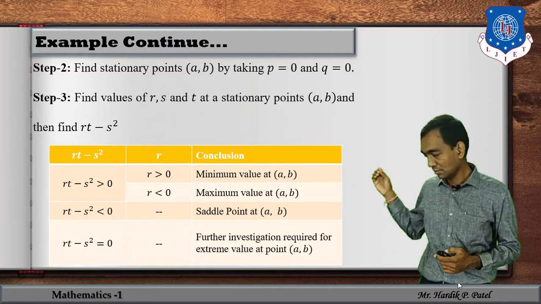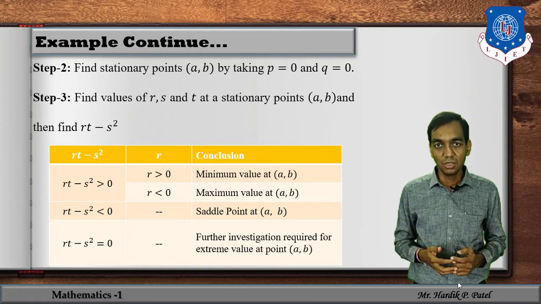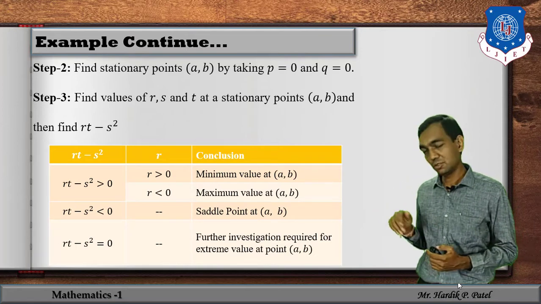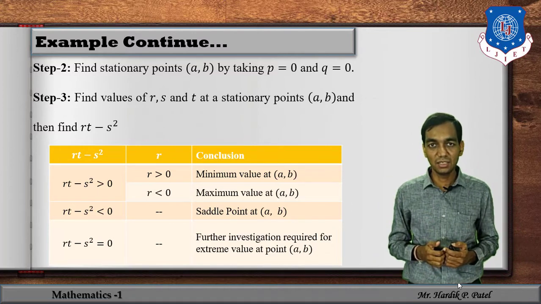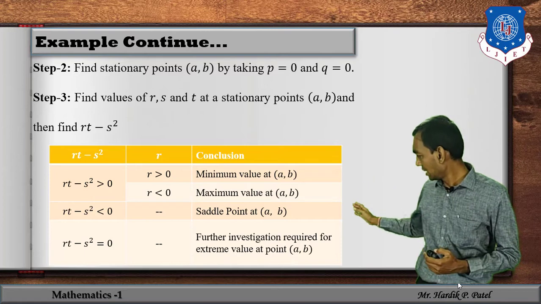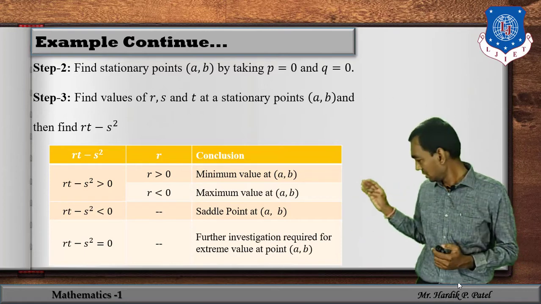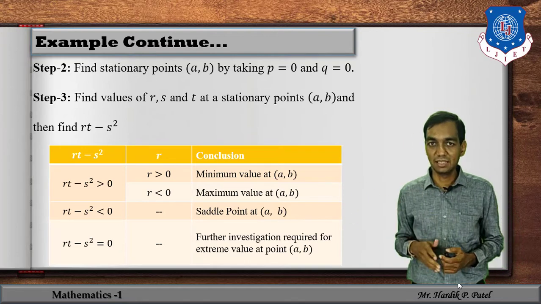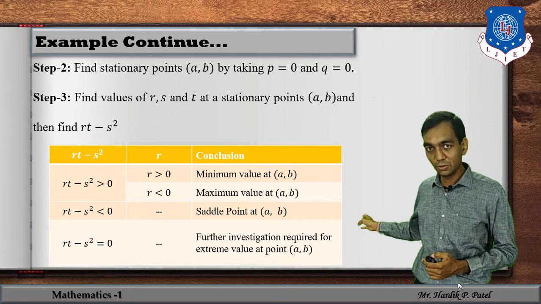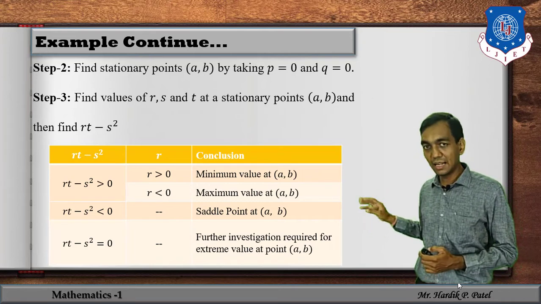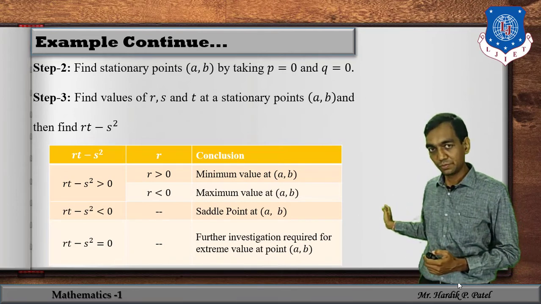So in that case, we have to check the condition of rt minus s square. Now here we have drawn one table. In the table we have written the conditions. First we have to check whether rt minus s square is greater than or less than 0. Suppose it is greater than 0, then we have an extreme value. If rt minus s square is greater than 0, and r has a negative value, that means r is less than 0, then the function is maximum.